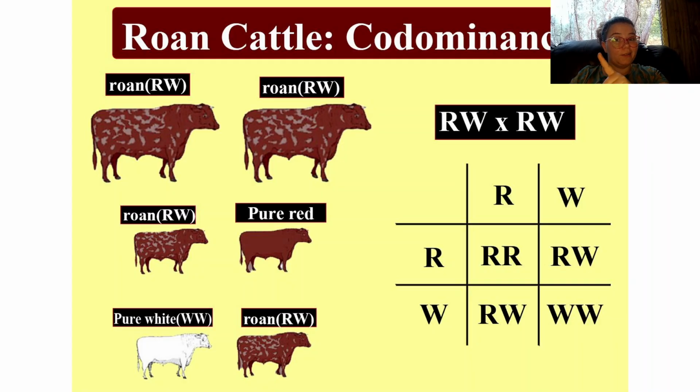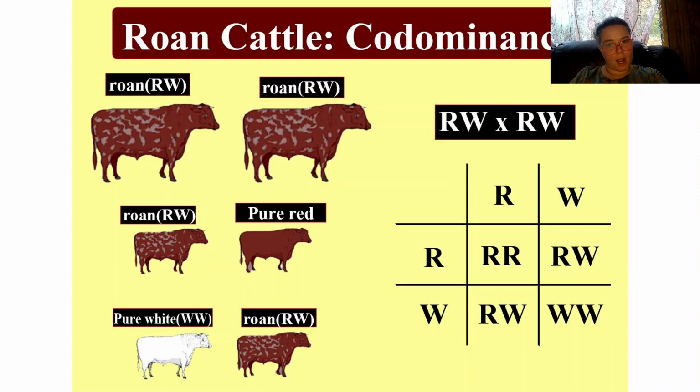That being said, we can talk about things like codominance in roan cattle. Right? We have roan, and you can see we have red and white genes, R and W. R and W make roan cattle. Two red genes, or 2 red alleles, my apologies, 2 red alleles makes a red cow. 2 white alleles makes a white cow. A red and a white allele makes a roan cow.